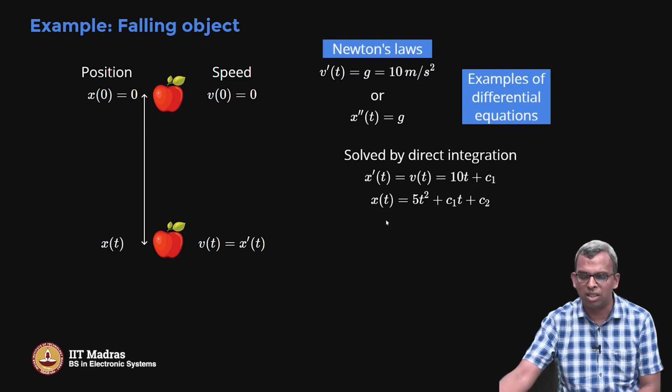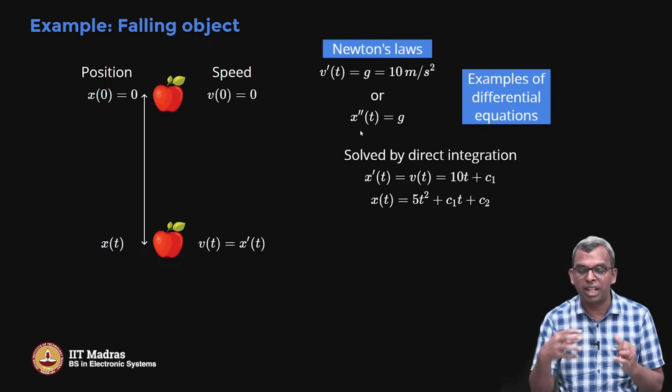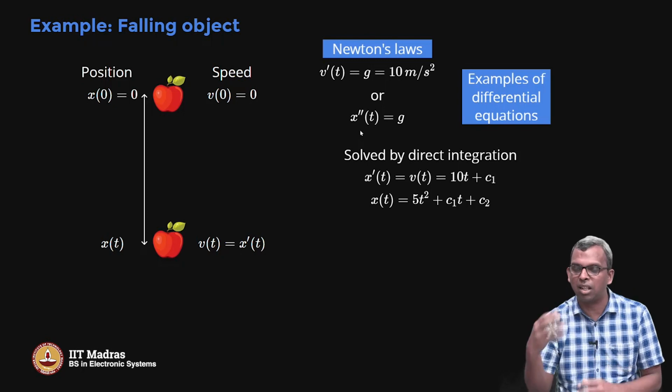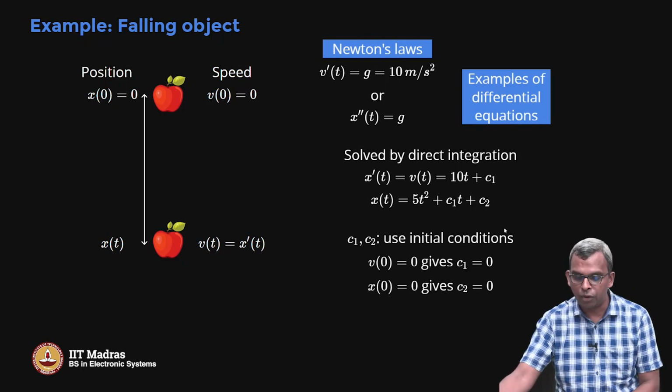It's 10. So this is very easy to solve because there was no complicated relationship between x prime and x itself. It was just all coming out to be constant. So you can solve this very, very easily. And to find c1, c2, use the initial conditions. V of 0 is 0. If you put t equals 0 here, I should get 0 on this side. That gives you c1 is 0. Likewise, I fixed my origin here, so x of 0 is 0, and that gives you c2 is 0.